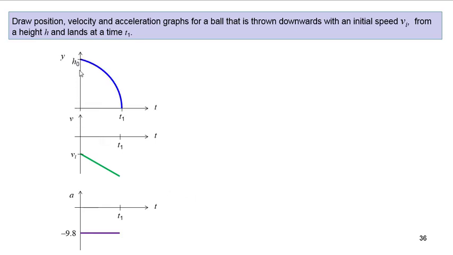And then for my position graph, it looks similar to the previous one, except now instead of starting with a little bit of a flat piece in the beginning with a 0 slope, I want to start off right away with a negative slope. So that's what you can see here. I start off with a negative slope and it still just becomes more and more negative.